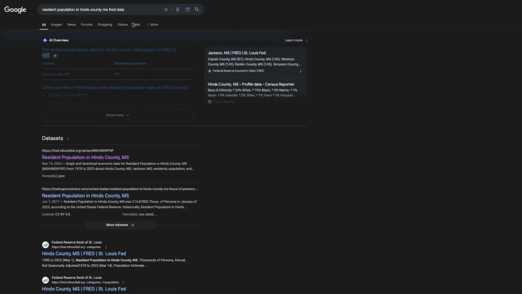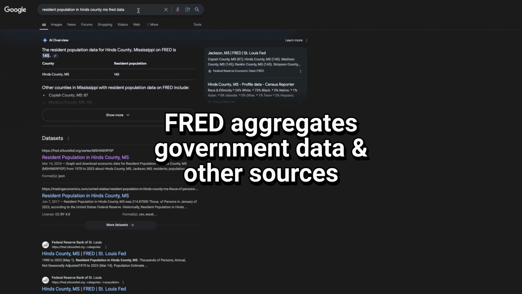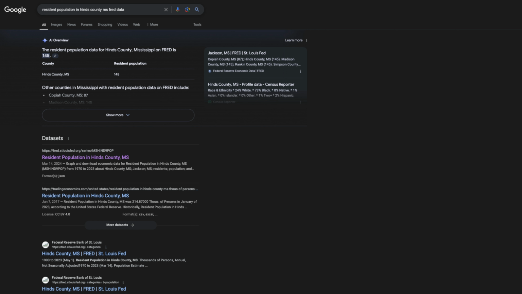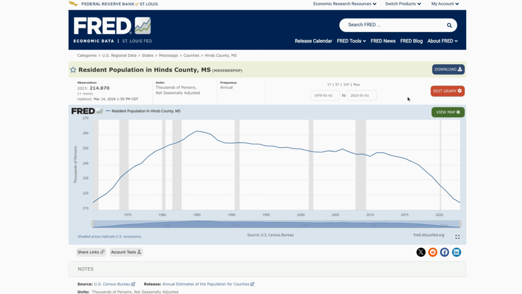We can go to, say, resident population in the county. Jackson City's in Hinds County, Mississippi, FRED data. FRED is an economic resource that aggregates information across all these different economic resources like census, BLS, and more. Here we can go directly to FRED St. Louis and click on this link. We're going to be met with a graph.